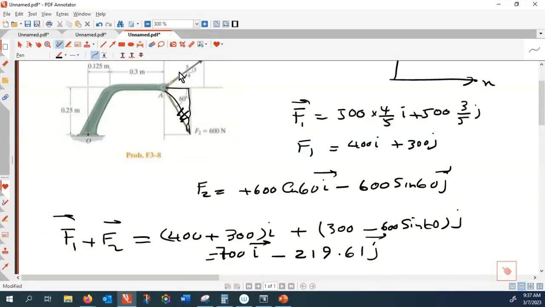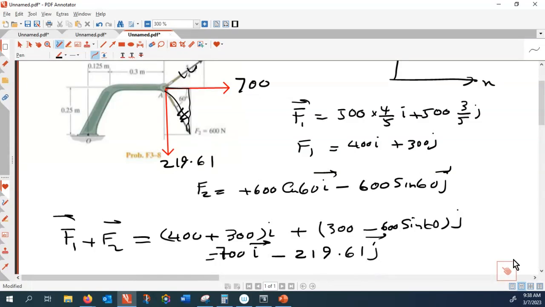All right, now we pretend we have one single force, so let me cross all these out, and then I replace the resultant force with the components. The x component would be positive, a 700. And what about the j component? I have to plot that downward, shouldn't I? The j component would be, this is the resultant force, 219.61.